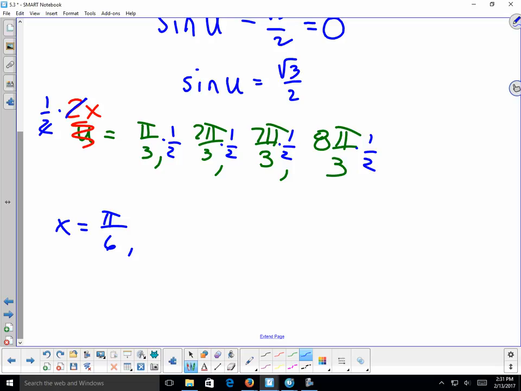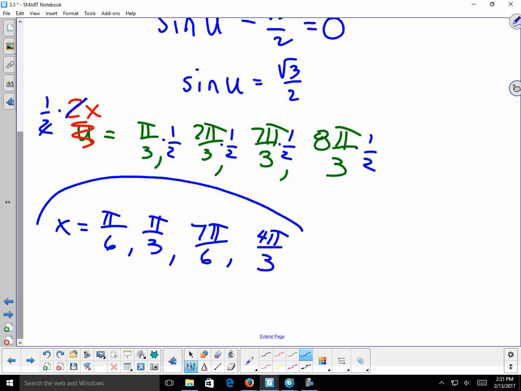What else? Pi over 3, because 2 pi over 6 is pi over 3. Then what? 7 pi over 6. Then what? 4 pi over 3. These are our solutions because now I've solved for x instead of u. And are all of these between 0 and 2 pi? Yes. Are we okay with this?